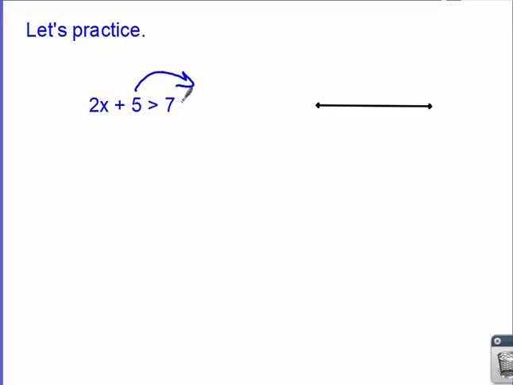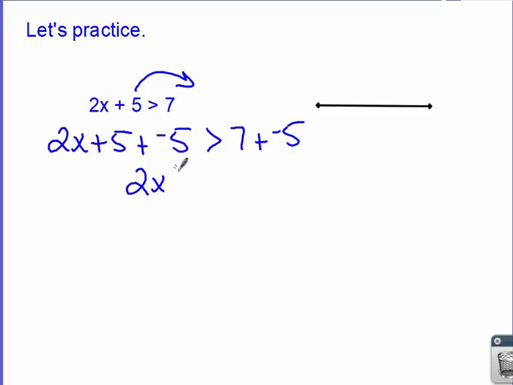So to move the 5, we're going to add its opposite. So 2x plus 5 plus -5 is greater than 7 plus negative 5. So now we simplify those lines, and we end up with 2x is greater than positive 2, because if our signs are different, we subtract. So now I have a multiply by 2, so we do a divide by 2, and x is greater than 1. Since my coefficient was positive, my inequality does not flip.